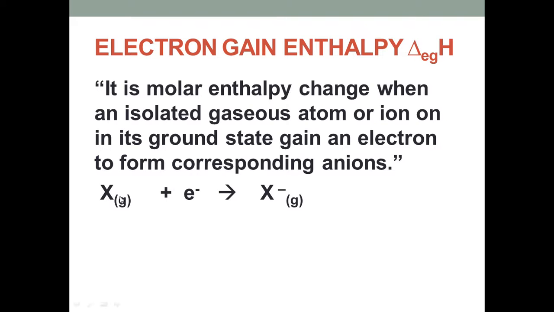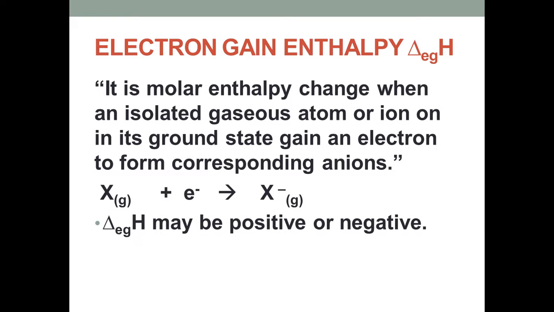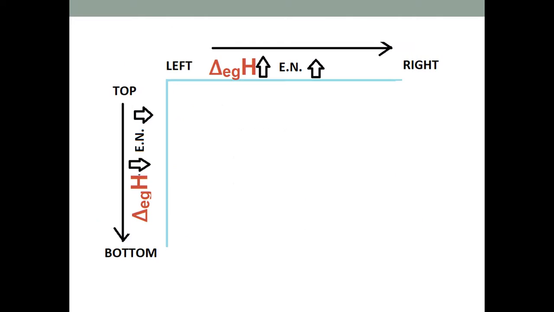Have a look at that. There is an atom X, a gaseous atom. After gaining one electron, it is converted into the uninegative X⁻ ion. So it forms an anion here, and there is a gaining of an electron. It represents that ΔegH may be positive or negative, as we already discussed.